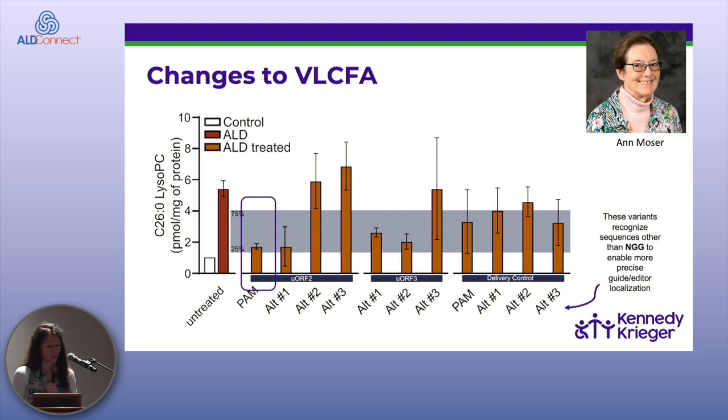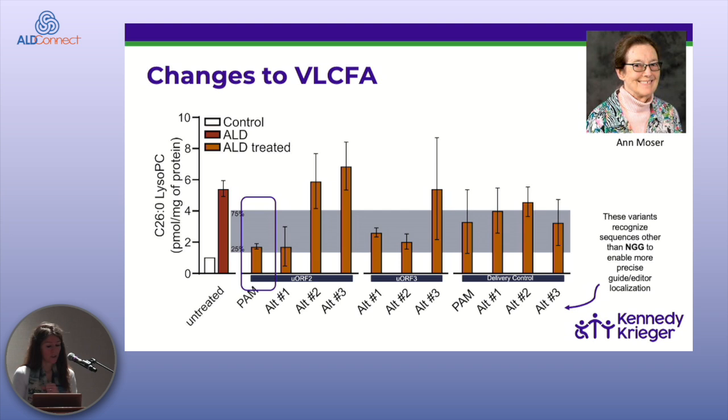And for the most part, what we're really pleased to see is this is our original condition from our previous run. Here our levels are about 25% of our untreated. And then within uORF3, we're also getting 2 conditions in which we see a pretty significant reduction in very long chain fatty acids. We do see a little bit of effect here with our delivery controls.